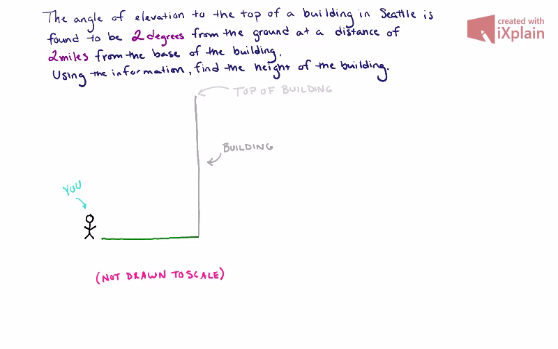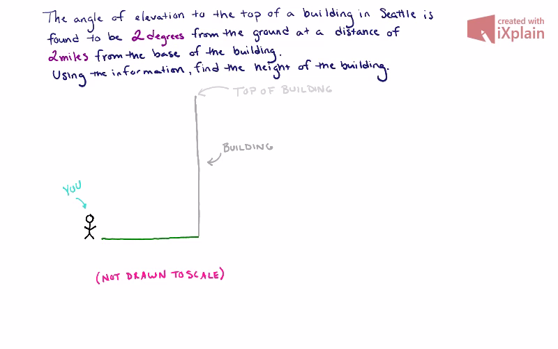I've also included the side of the building. I figured we didn't need the rest of it because we're just looking for the height. But I have gone ahead and labeled that one side is the building and that the top is supposed to be the top of the building. So let's go ahead and actually start putting in the information that we're getting from this word problem.